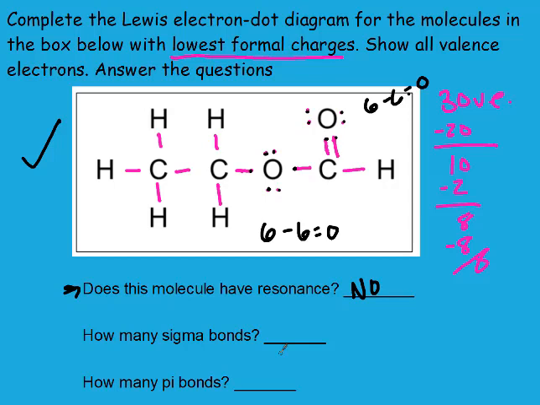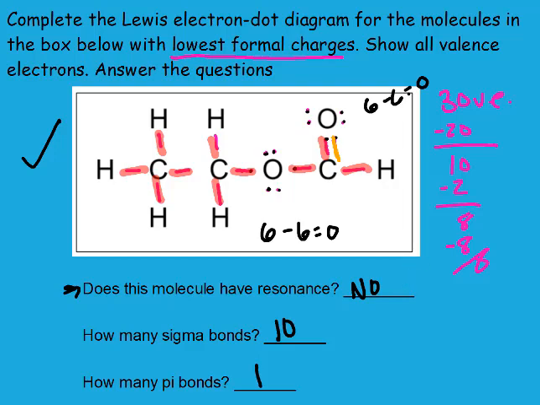Go ahead and pause the video and figure out how many sigma and pi bonds are represented in this molecule. If you said it had 1 pi bond and 10 sigma, then you are correct. There was our 1 pi bond. And then all the other lines were our sigma. 1, 2, 3, 4, 5, 6, 7, 8, 9, 10.